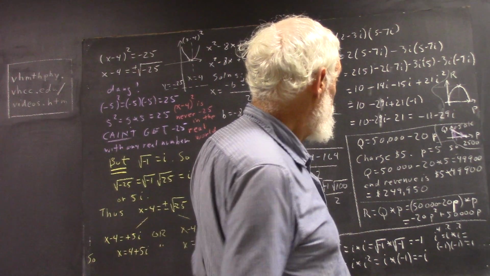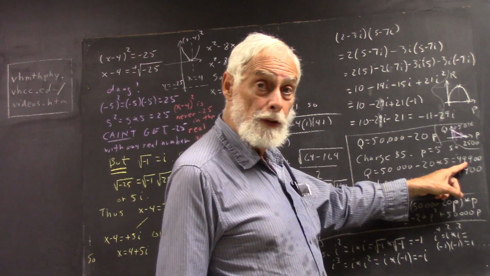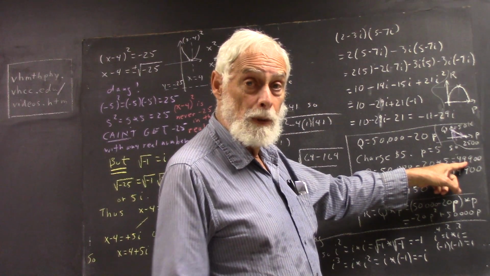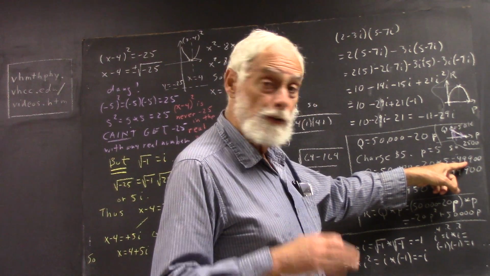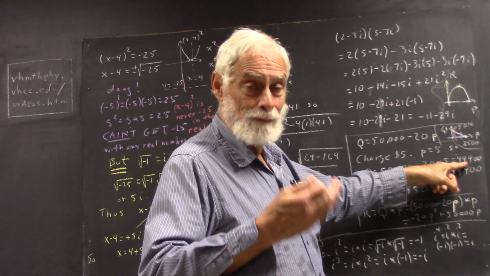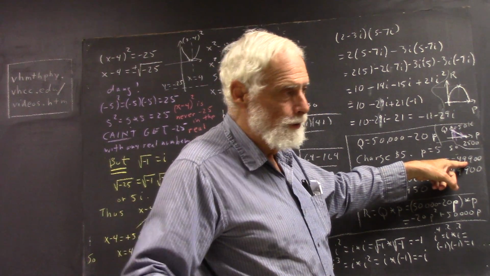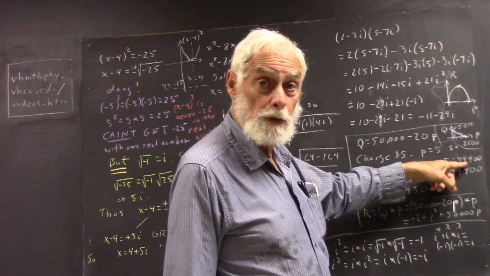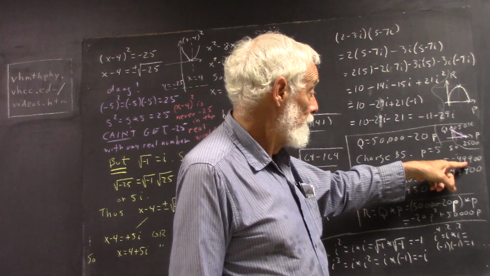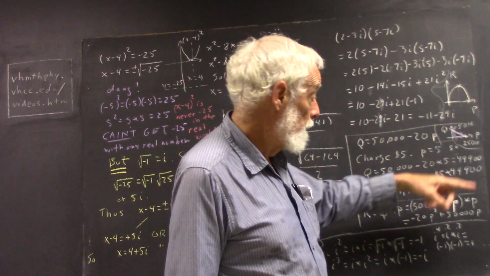So if we charge $5, we sell 49,900 of these things. How much money do we take in? Now, this is not our profit, this is our revenue. You've got to subtract the cost of doing business from your revenue in order to get your profit, and we're not going to go there. We're just talking about revenue right now.